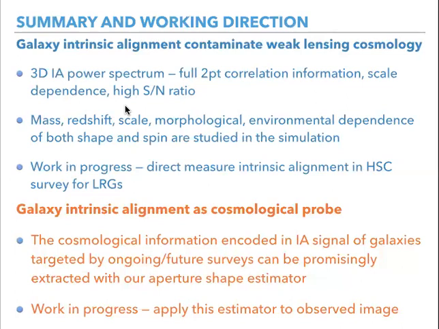I also show that, in the direction of applying intrinsic alignment as a cosmological probe, we developed a new shape estimator that can extract the shape information of the dark matter halo surrounding the emission line galaxies. This provides a promising tool for future surveys such as PFS and also DESI. The work in progress is trying to apply this estimator to observed images instead of simulated ones. So thank you for your attention, and I look forward to the questions.